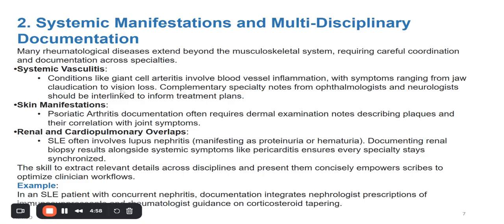Skin manifestations, psoriatic arthritis documentation often requires dermal examination notes describing plaques and their correlation with joint symptoms. Renal, kidney, and cardiopulmonary overlaps. As SLE, systemic lupus erythematosus, often involves lupus nephritis manifesting as proteinuria or hematuria, blood in the urine, documenting renal, kidney biopsy results, alongside systemic symptoms like pericarditis, ensures every specialty stays synchronized.